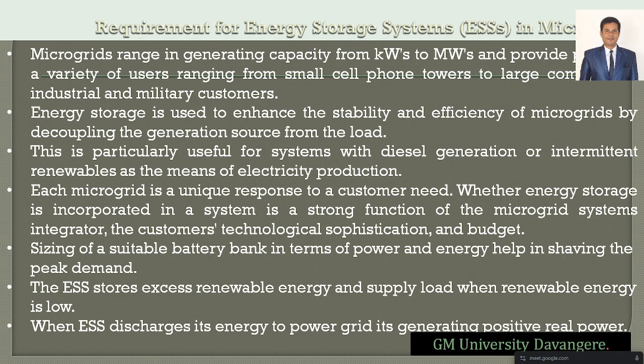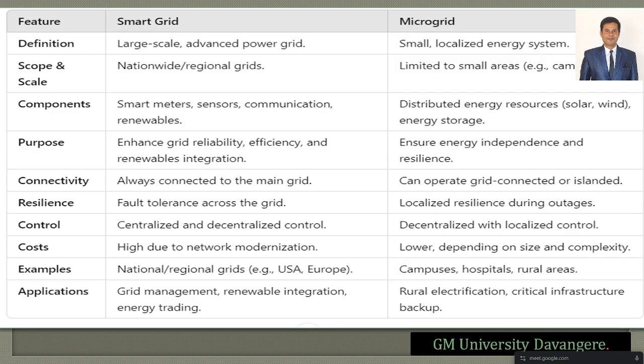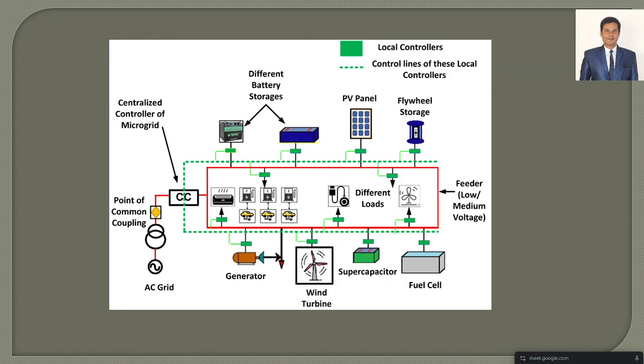Okay, so energy storage is used to enhance the stability and efficiency of the microgrids by decoupling the generation source from the loads. See, every time you want to use energy storage, you have to go for the decouplers, decoupling generation from the source load. Yes or not? So here you can make the decoupling. You can remove the coupling from this. Okay, then you can connect back to the storage.